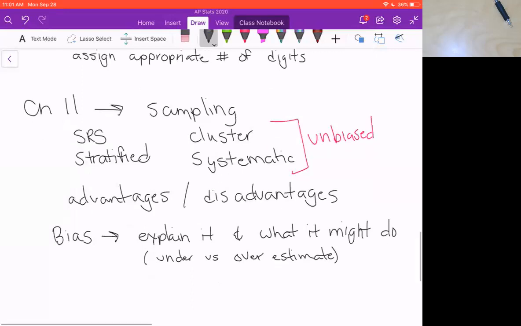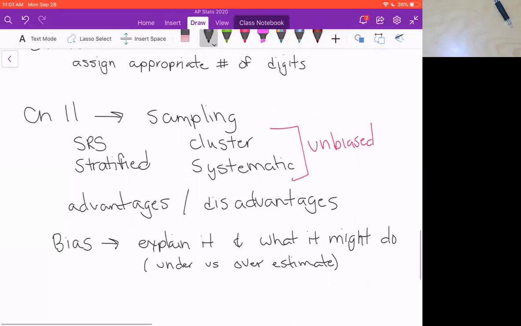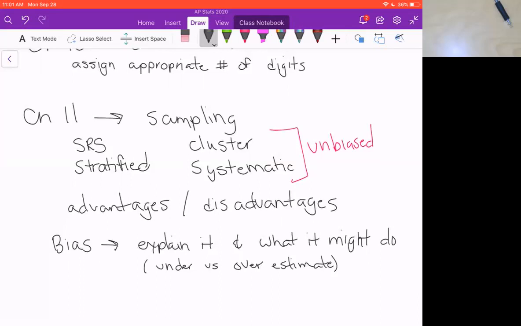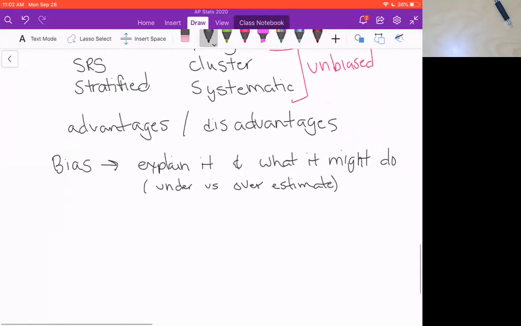Okay, so that's the main thing from chapter 11 is all the different ways to sample, and recognizing that if you don't use one of those unbiased sampling techniques, you're going to have bias. Sometimes you could still do one of those things, but you might have bias in the way the question is worded. There's other ways that you can have bias as well. But definitely convenient samples are biased.